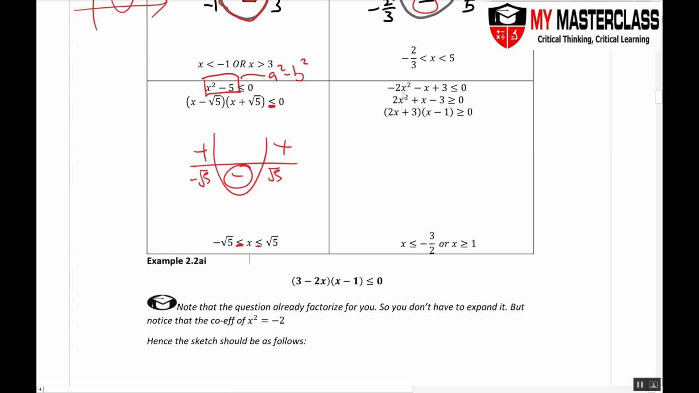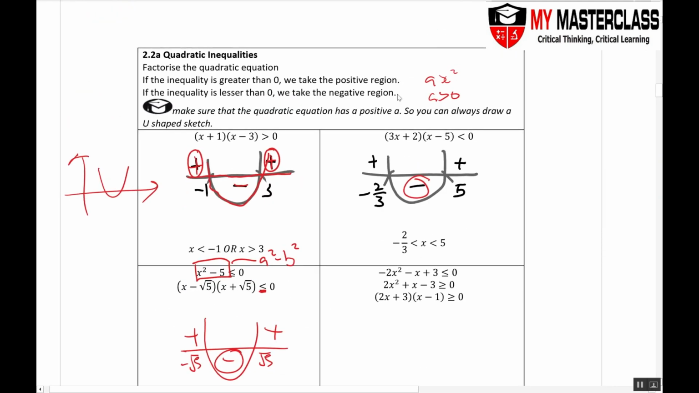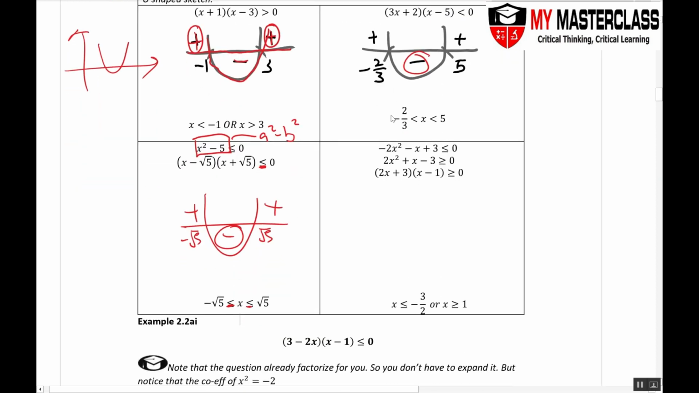I have minus 2x squared minus x plus 3 less than or equals to 0. As mentioned earlier, always make sure that the quadratic equation has a positive a, which means the coefficient of x squared must be positive. So I multiply minus 1 throughout. The sign changes, and your inequality sign also flips, because when you multiply or divide by a negative number, you always flip your inequality sign.